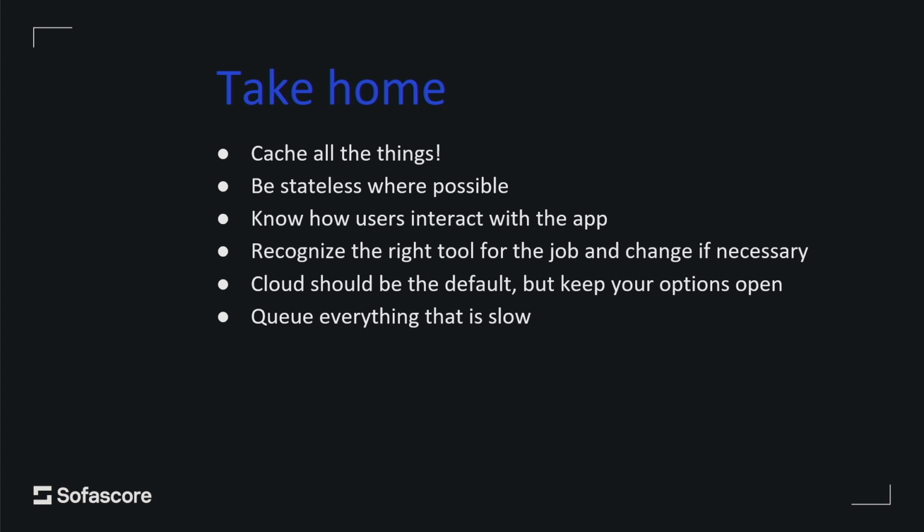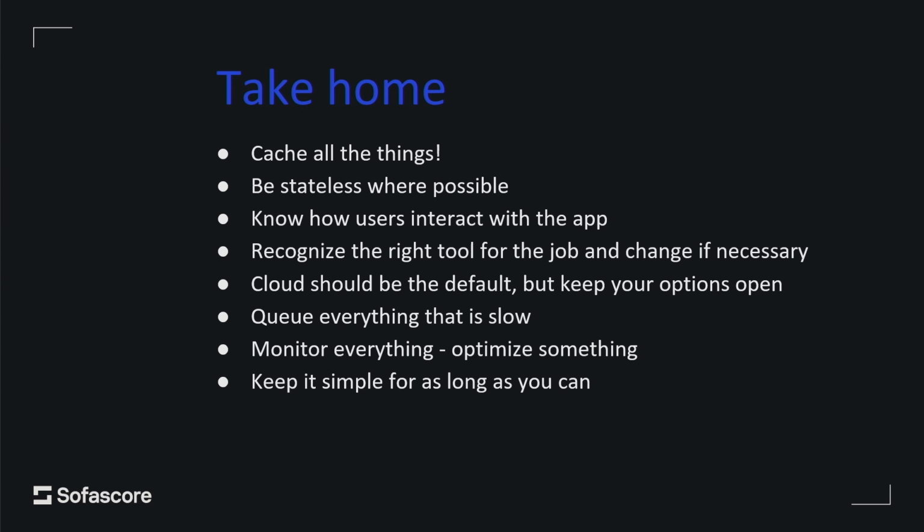Queue everything that is slow, and remember that this technology is working perfectly. Monitor everything, optimize something, but don't do it before it's actually necessary. And keep it simple for as long as you can. Because if you complicate your system before it's actually needed, you get stuck trying to implement the system instead of focusing on the business, and business is what gives you your revenue.